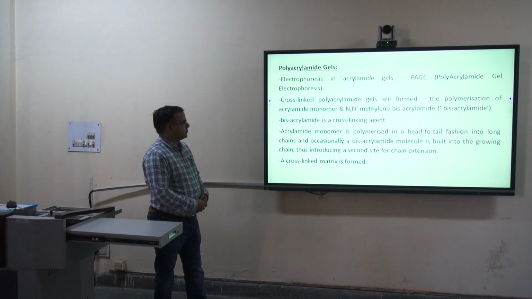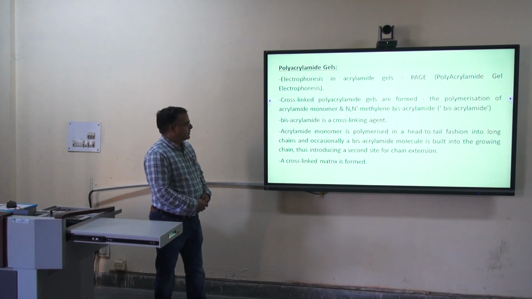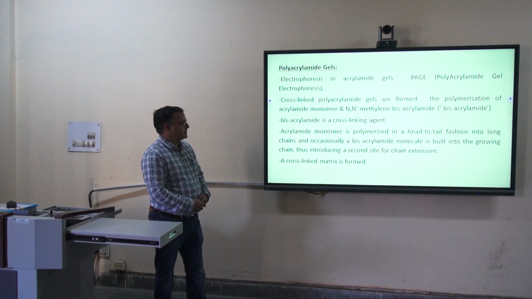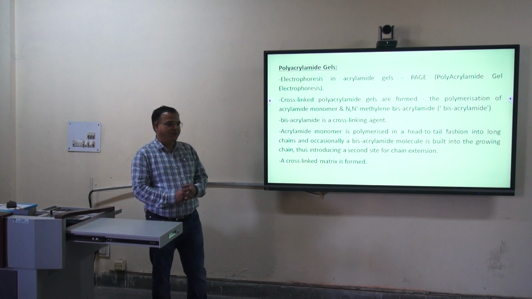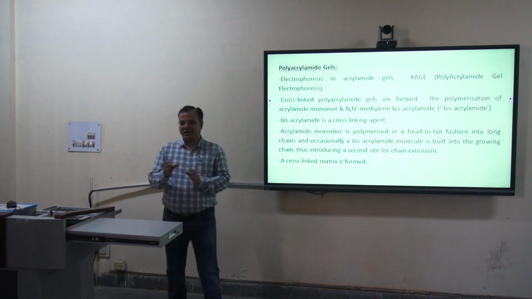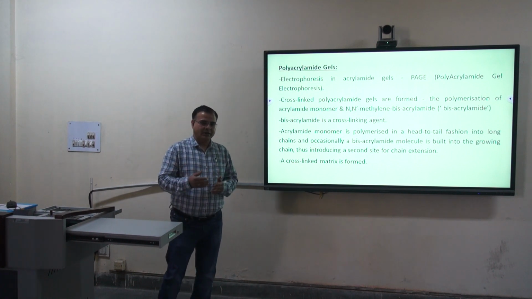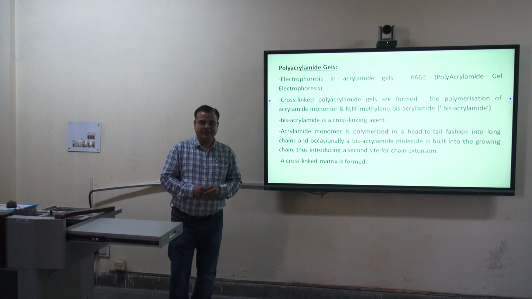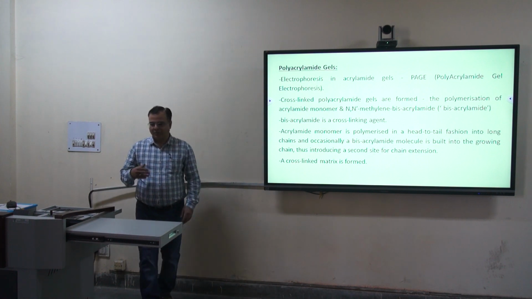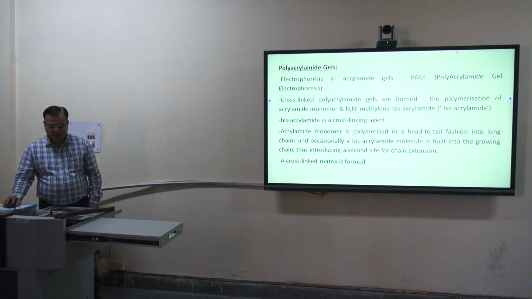So these gels are formed of acrylamide. Acrylamide is the monomer, and it is actually polymerized. Actually there are two ways in which we polymerize the acrylamide. Acrylamide and bisacrylamide, these are the main important components.